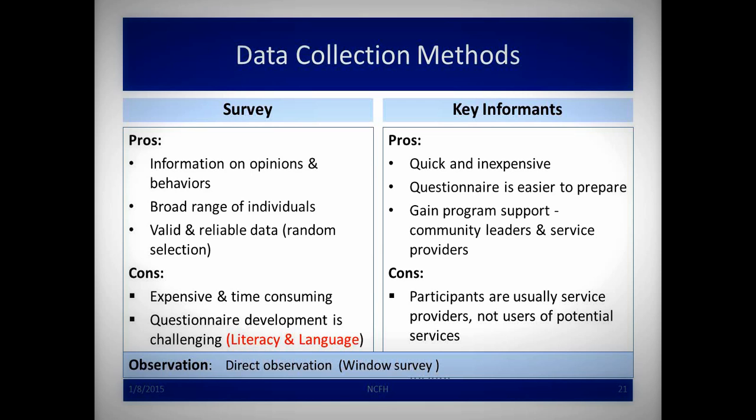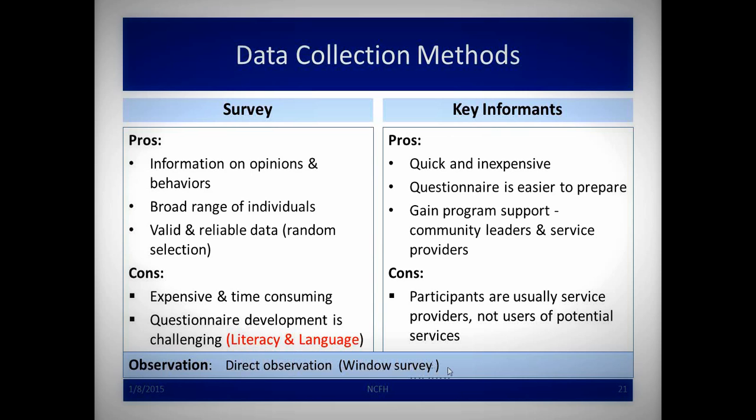One advantage of key informants is that by interviewing community leaders or service providers, you usually gain support for your cause, whether it's because you want to establish a new health center or you want to utilize these results to market your services more. So that is a good thing for the key informants. Now, the disadvantage is that those participants are usually service providers, not usual users or potential users of your services.